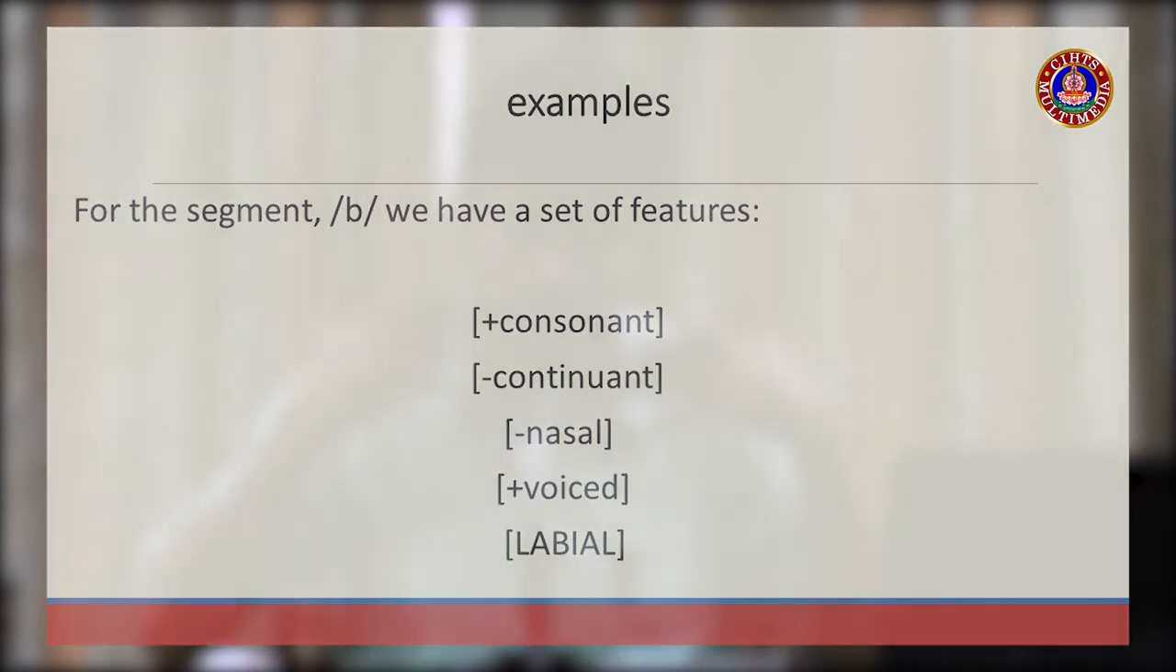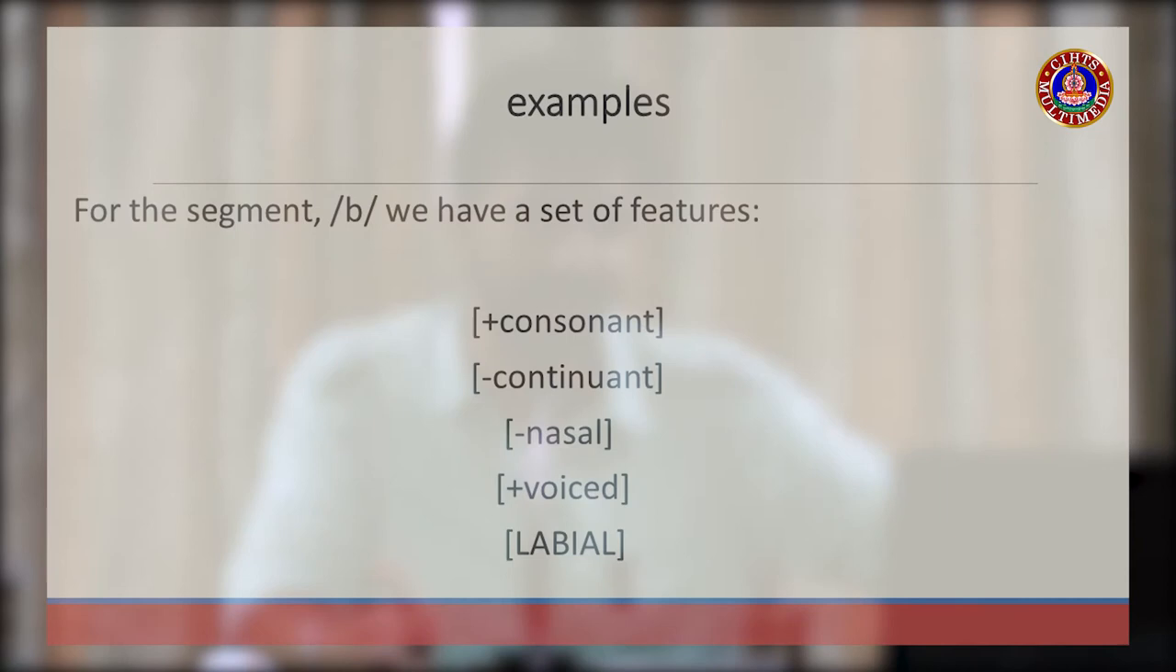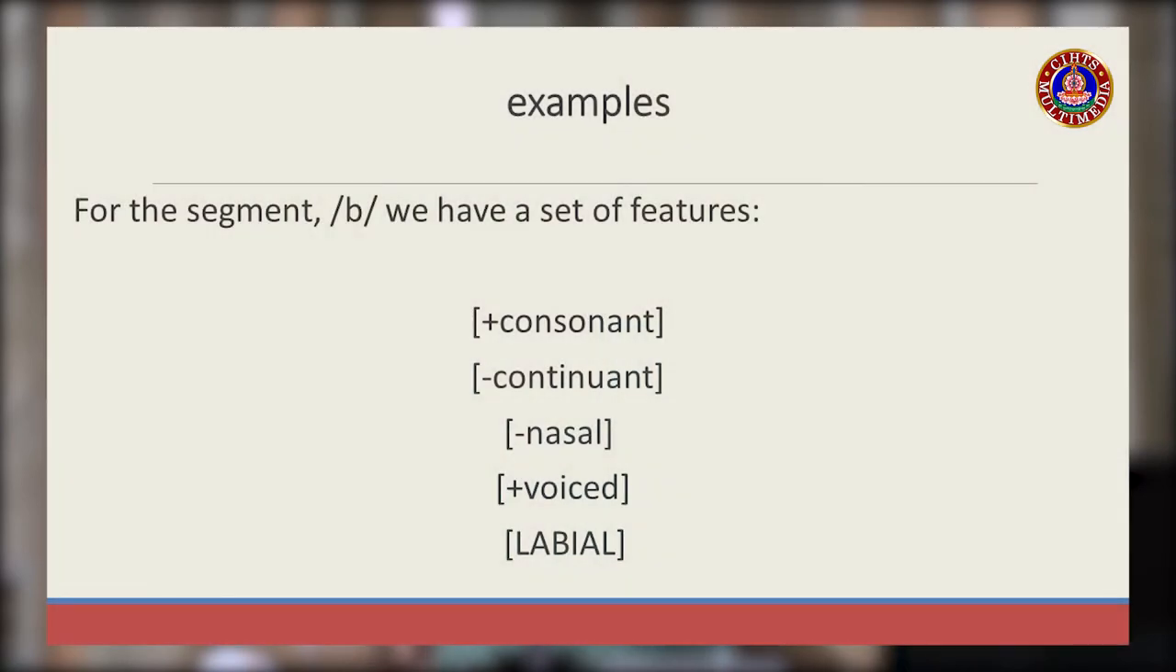Nasal sounds, for example, n is a consonant, but a continuant. The sound continues, flows. But b is a stop. That's what we did. B stops it. So not a continuant, minus mein likha hai. Not a nasal, it is not a nasal sound. Minus mein likha hai. Is it a voiced or voiceless sound? Ye to aaj pata chal gaya hai. It is a voiced sound. Plus mein likha hai. It is a labial sound. Both the lips are involved in it. These are the features of segments.